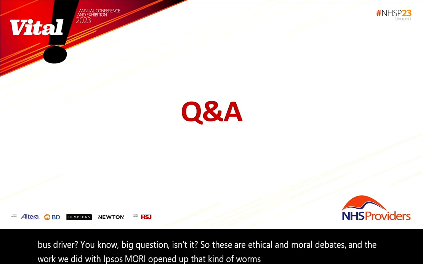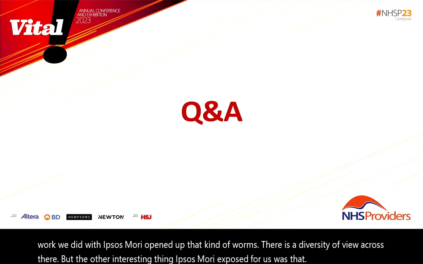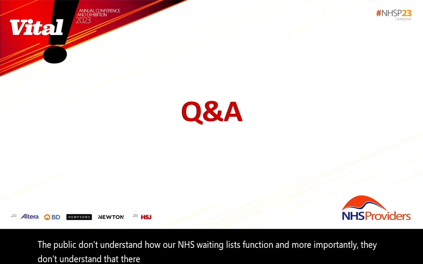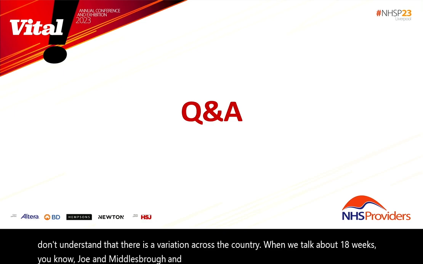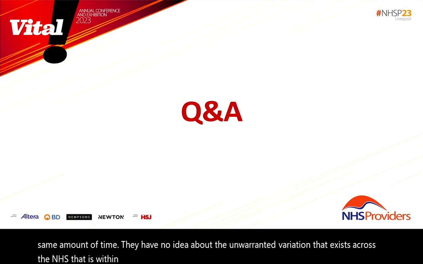There is a diversity of view across there. But the other interesting thing Ipsos Mori exposed for us was that the public don't understand how NHS waiting lists function. And more importantly, they don't understand that there is a variation across the country. When we talk about 18 weeks, Joe in Middlesbrough and Joe in Cornwall think they're both going to wait the same amount of time. They have no idea about the unwarranted variation that exists across the NHS that is within our gift to resolve, let alone moving into the social value judgment territory.